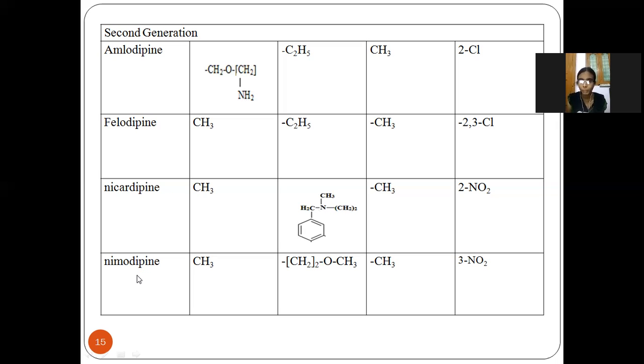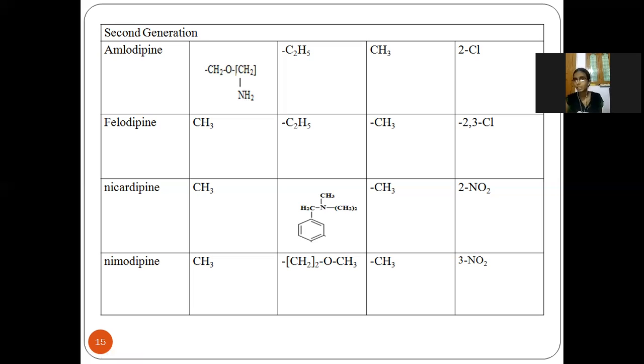Next drug is nimodipine. If you see the structure here, in R1 position, the methyl group is there. In R2 position, see here, two ethyl groups are there, diethyl oxygen, and one methyl group is there. And in R3 position, methyl group should be attached. In X, if you see the benzene ring, in the third position, the nitro group is present, which gives the structure of nimodipine.